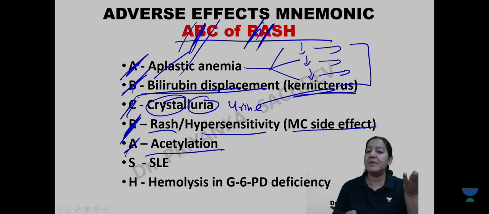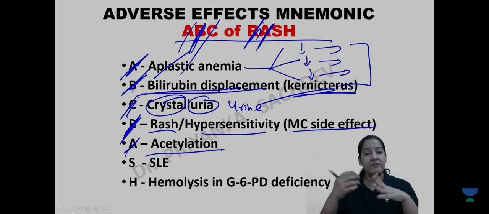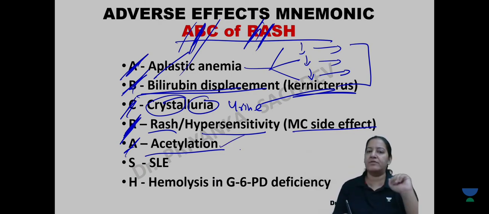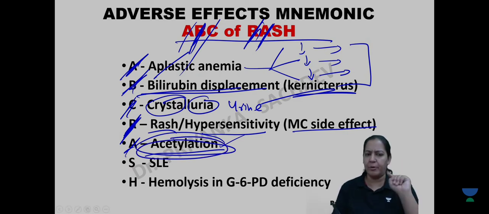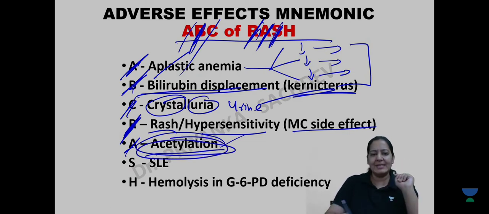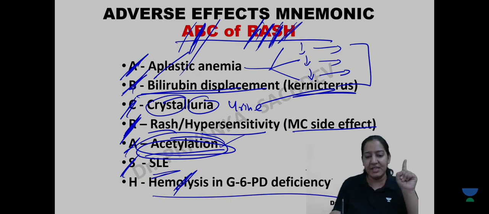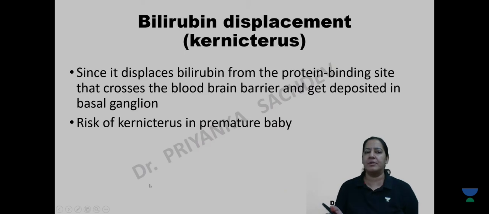You know, there are various ways of metabolism of all the drugs. The drugs get metabolized in the liver. So there is phase 1 metabolism, phase 2 metabolism. In phase 2 metabolism, you may have learned in general pharmacology, there are various conjugations, glucuronide conjugation, methyl conjugation. So acetylation is one of the conjugations. So it is one of the drugs which is acetylated, right? It is an important MCQ. And S is SLE. It causes SLE like symptoms, right? And H is hemolysis in G6PD deficiency. In a G6PD deficiency patient, if you give sulfonamide, there are chances of hemolysis.